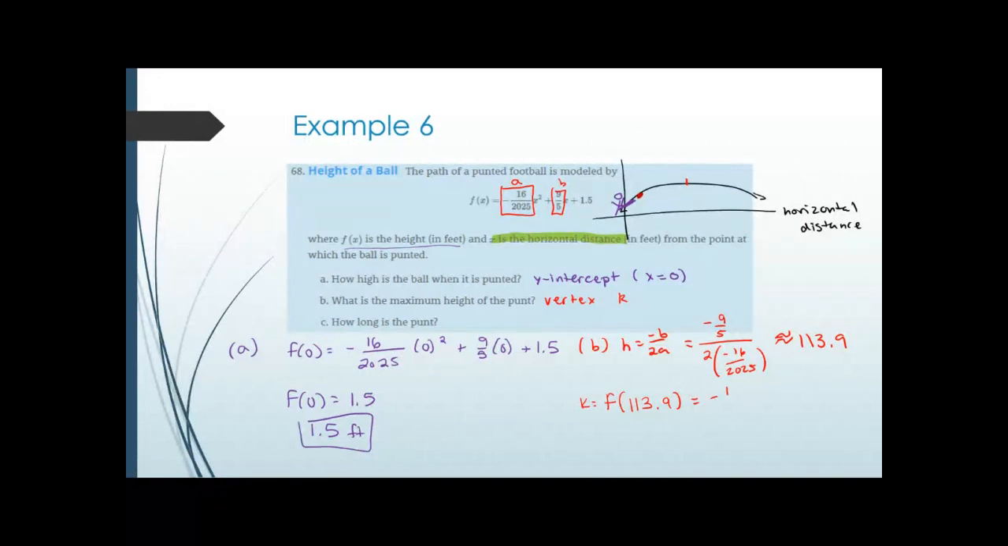So I have negative 16 over 2025 times 113.9 squared. I should have moved over. Plus 9/5 times 113.9, then plus 1.5. And again, because this is going to be nasty, I'm going to just put this in a calculator.